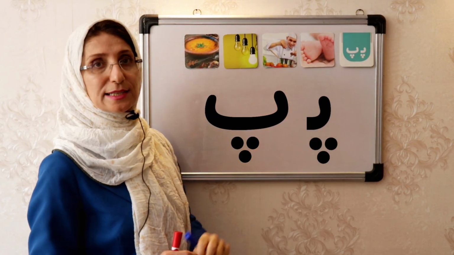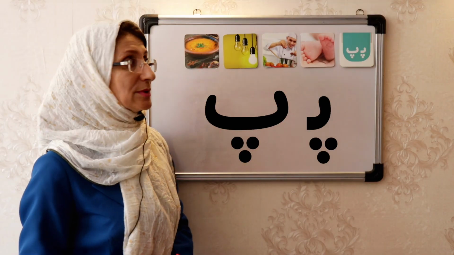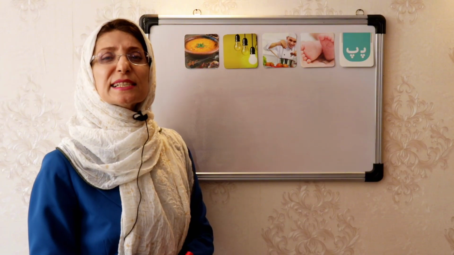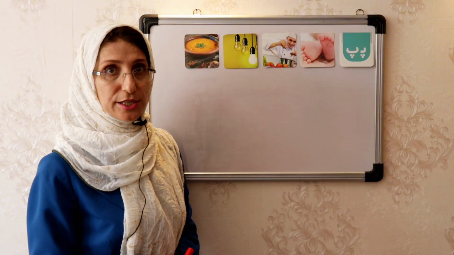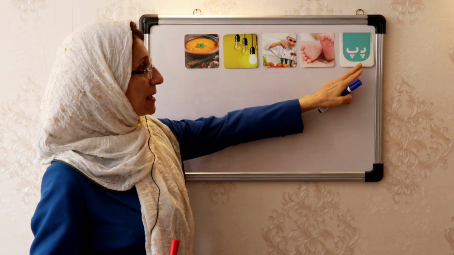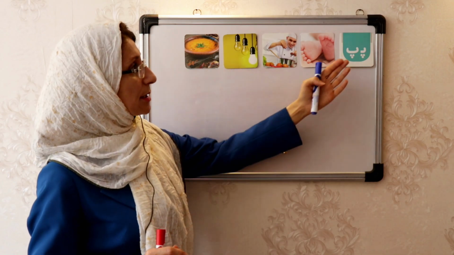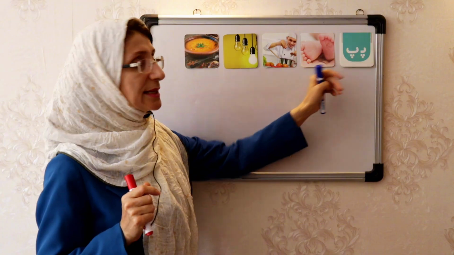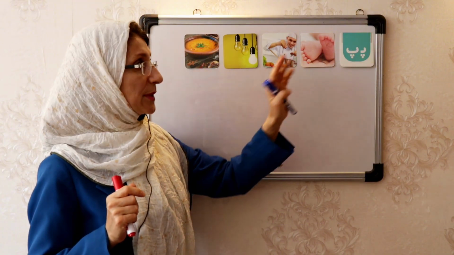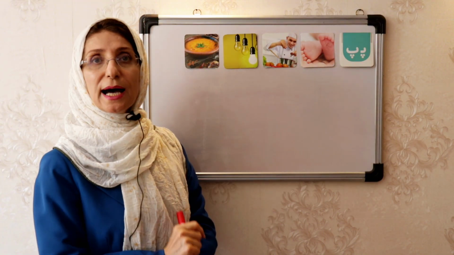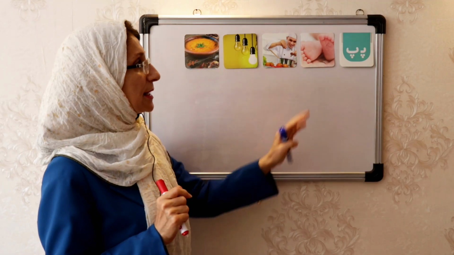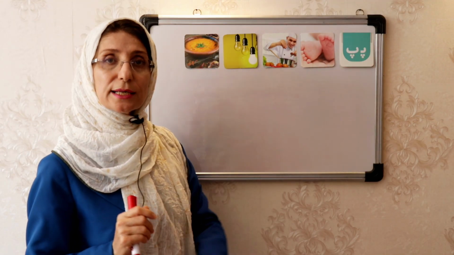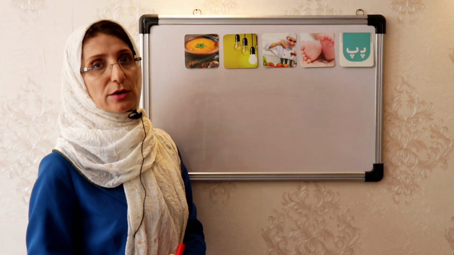Today's lesson is the P sound. The pronunciation of this alphabet is exactly like the P in English. We have a consonant here, P اول, the first P, and P آخر, the last P. This P comes at the beginning of the word and in the middle, but this P آخر always comes at the end of the word.